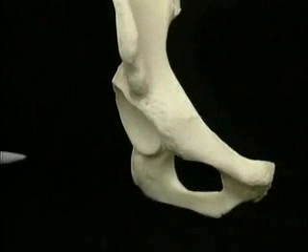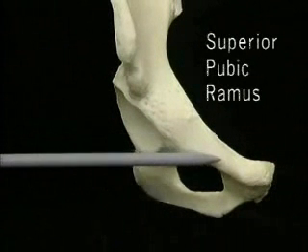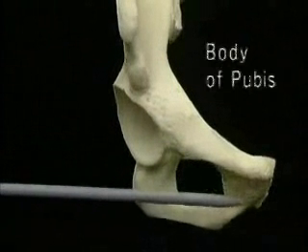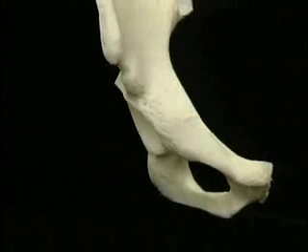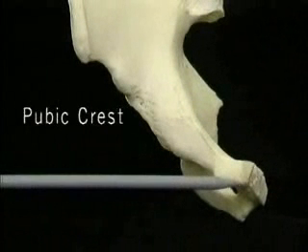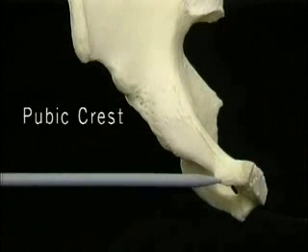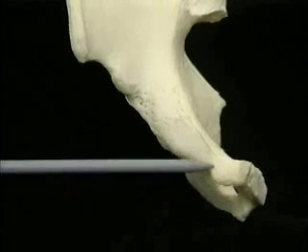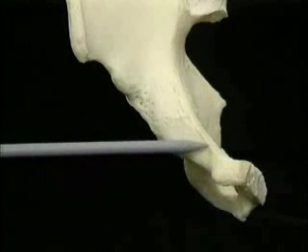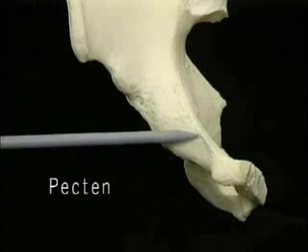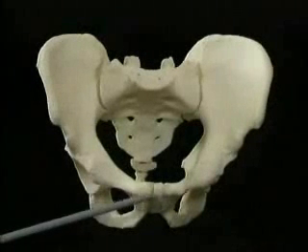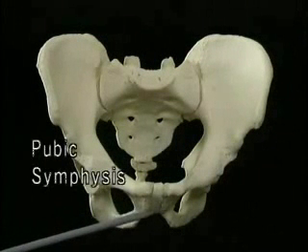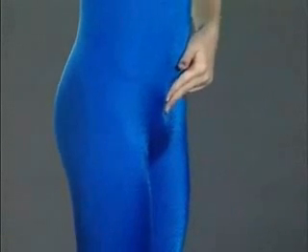Next, we'll look at the pubis. This is the superior pubic ramus. This is the body of the pubis, and this is the ischiopubic ramus. This thick ridge is the pubic crest, which ends at this prominence, the pubic tubercle. Lateral to the tubercle, the superior ramus of the pubis has a sharp upper border called the pecten. The two hip bones are held together in front by a cartilaginous joint, the pubic symphysis. The front of the pubic symphysis is here.